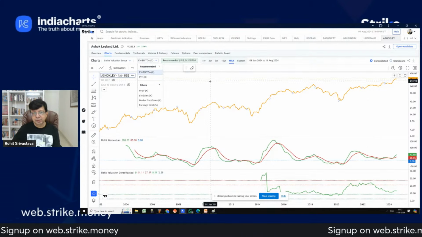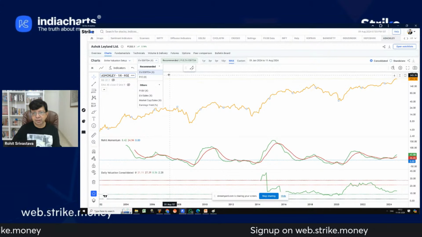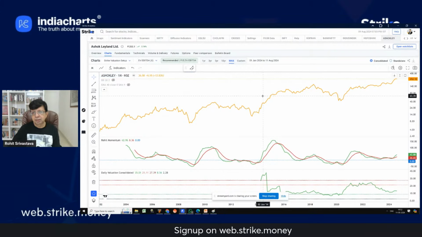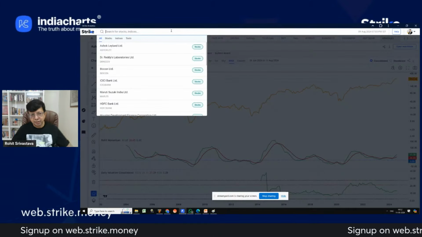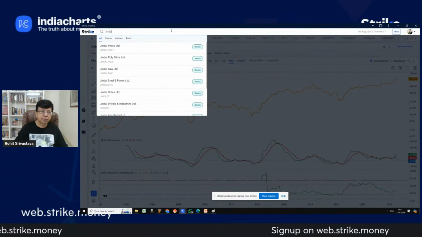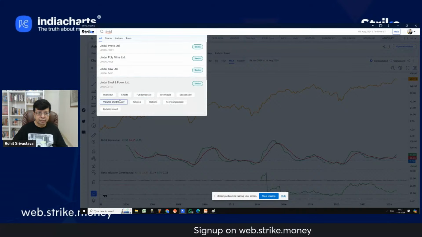Some things are sector specific. Like I said, in banking, price to book is considered a more important ratio than PE. Okay, so you can look at both. Similarly, there's something which is specific to metals. So let me show you Jindal Steel chart.